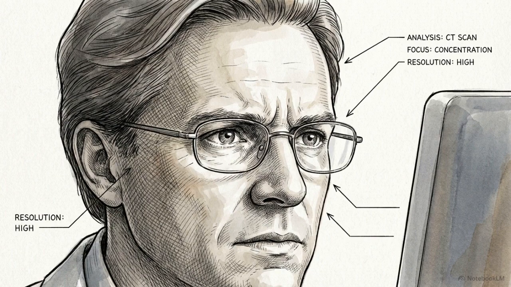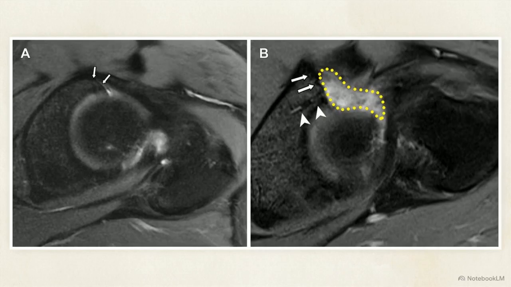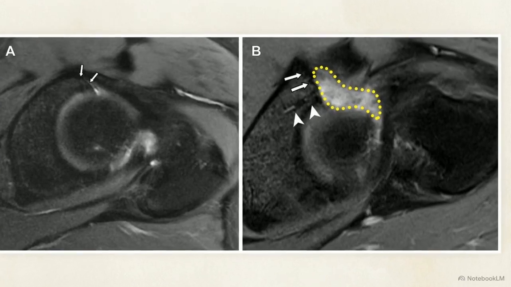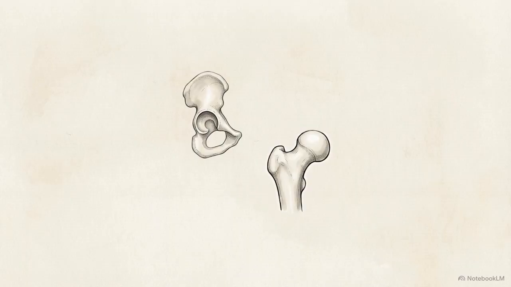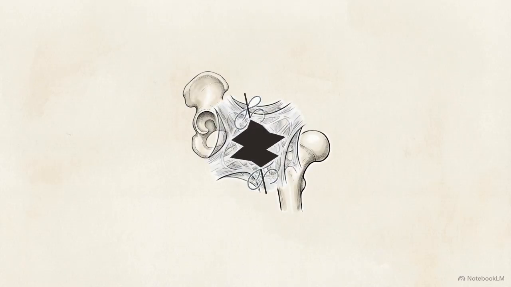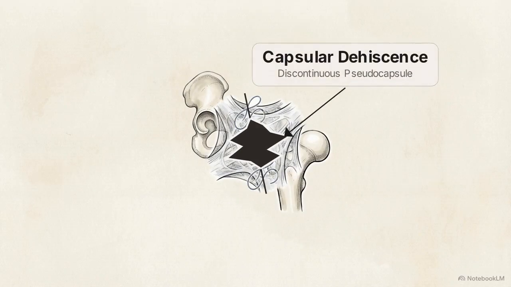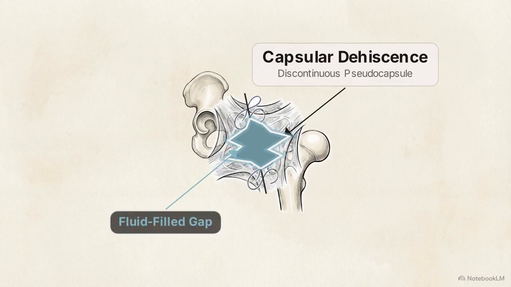Surgical access also leaves distinct marks on the capsule. This image shows a fluid-filled defect in the anterior superior capsule, representing the unhealed site of the arthroscopy trocar portal. If the capsule was surgically repaired but fails to heal, it results in capsular dehiscence. This appears on MRI as a disrupted or discontinuous pseudocapsule, characterized by a fluid-filled gap.